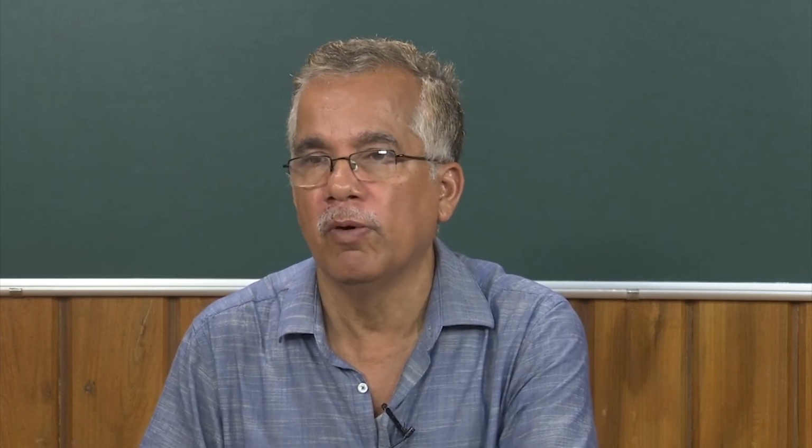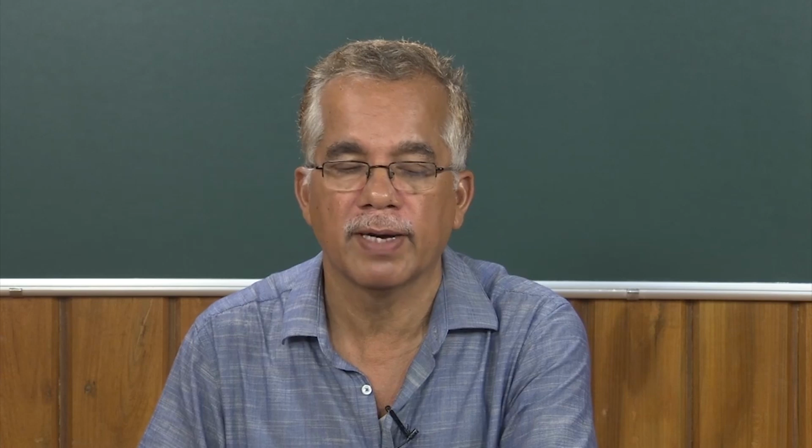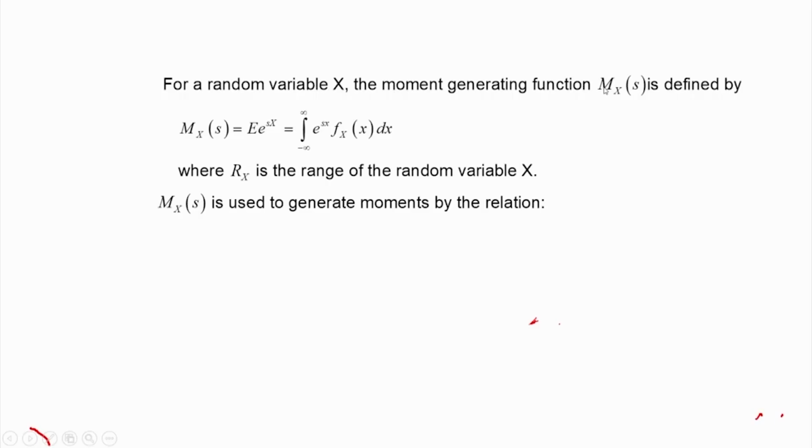So, we have defined moment, and we will now define the moment generating function Mx of s. As the name implies, it is used to generate the moments. The moment generating function is a function of a variable s. The s is usually a real number. This is defined as E of e to the power s x, that is, the expected value of e to the power s x, and that is equal to integration from minus infinity to infinity e to the power s x fx of x dx. So, this is the moment generating function.